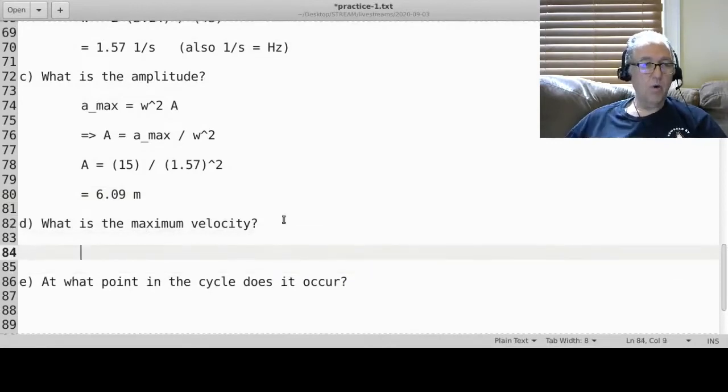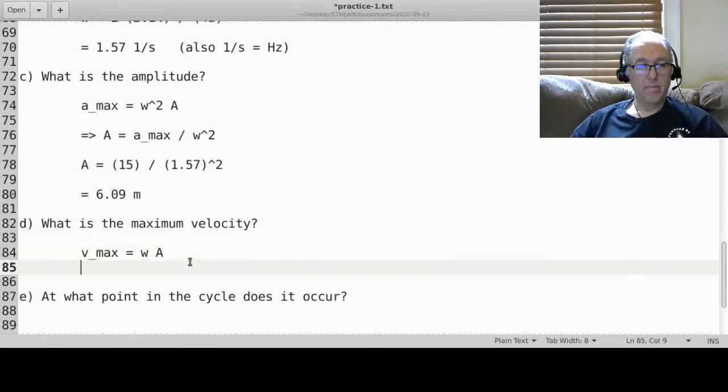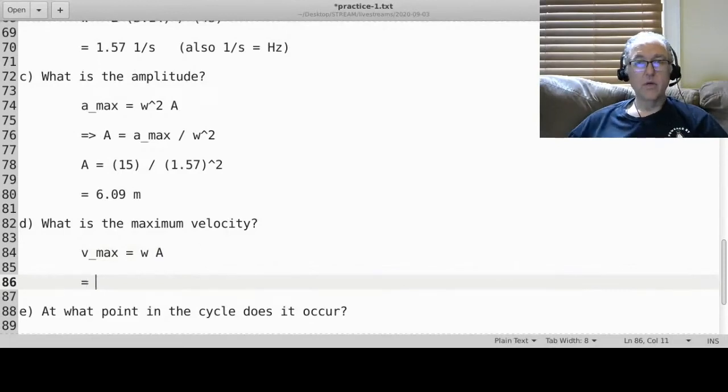Okay, and now, what about the maximum velocity? The equation for the maximum velocity is this. Maximum acceleration is omega squared times A. Maximum velocity is just omega times A. And we don't have to rearrange this equation, it's already in the right form. So omega, do we know that? Yep. Omega, I'll do it on the next line here, is 1.57.